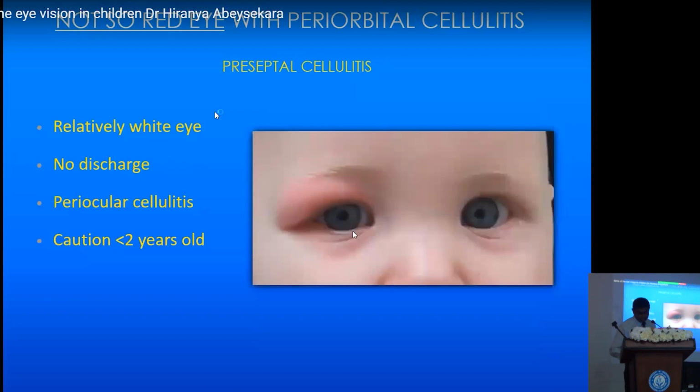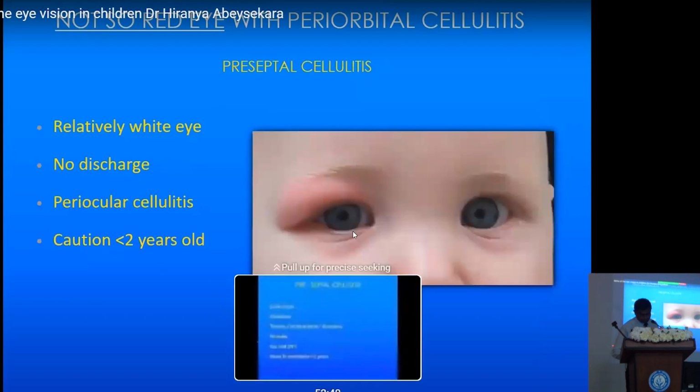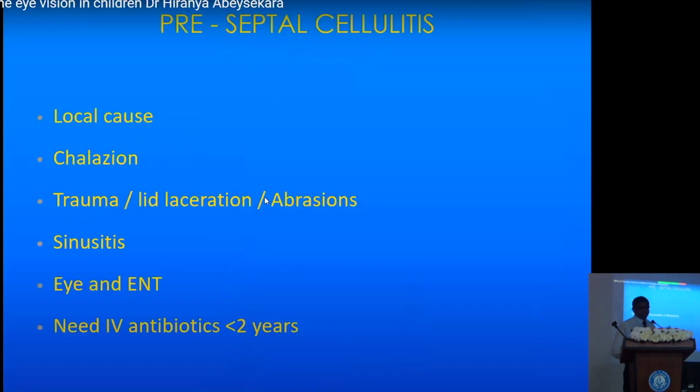The infection can spread into the orbit, because their orbital septum has not developed yet. So in children less than 2 years, preseptal cellulitis would be the first sign of orbital cellulitis. So that child needs referral to an ophthalmologist. In children less than 2 years, we always give IV antibiotics.